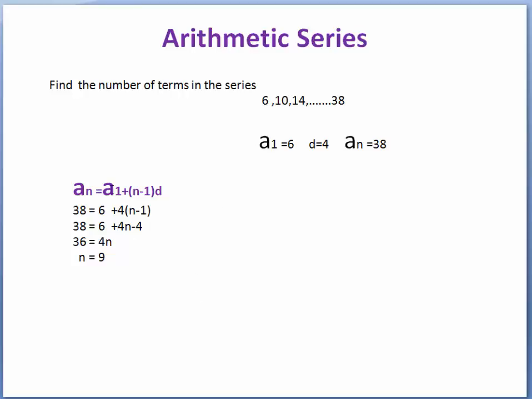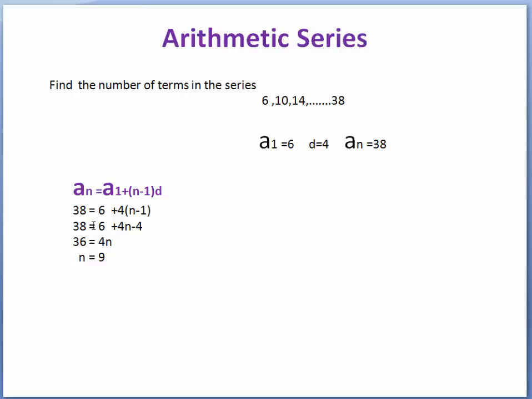Okay, this is our formula. Plug in our numbers. A sub n is 38 equals 6, the first in the series here, plus 4, which is our common difference, n minus 1. When we multiply out these brackets, we get 4n minus 4. 4 times n is 4n. 4 times minus 1 is minus 4.